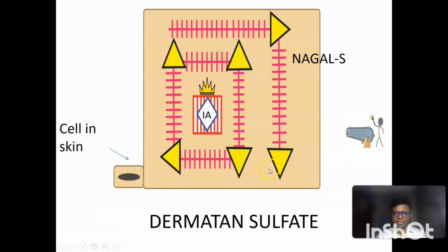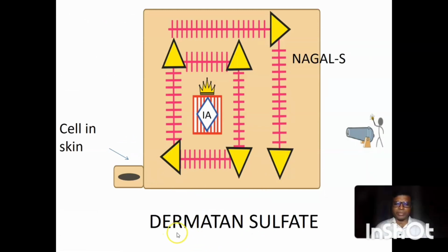Let's start with the first mucopolysaccharide, Dermatan sulfate. Dermatan reminds us of dermis, a layer in the skin. So we used a skin cell to represent Dermatan sulfate. Adjacent to this skin cell is a bigger skin cell. The composition of Dermatan sulfate is N-acetyl galactosamine sulfate and iduronic acid.